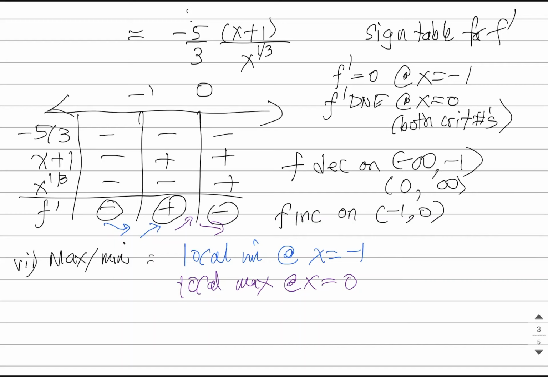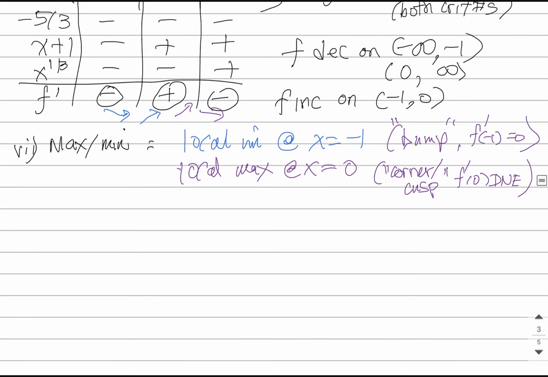Now, in the first instance, this is going to be some kind of bump because f prime of negative 1 was 0. So that means we're going to have some kind of flat bit, whereas in this situation here, we are going to have some sort of corner or cusp, some sort of pokey thing, because f prime of 0 does not exist. There has to be something on the graph there. It's just that the derivative does not exist.